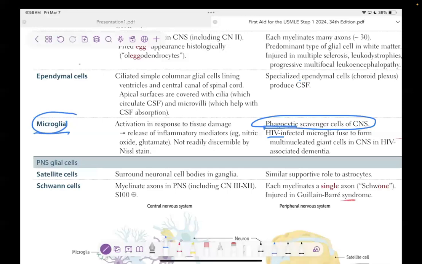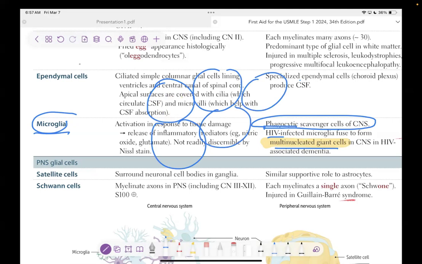HIV-infected microglia form multinucleated giant cells in the CNS, with HIV-associated dementia. This is very high-yield. We see multinucleated giant cells in different types of diseases. Multinucleated giant cell means that multiple macrophages, 1 macrophage, 2, 3, 4, 5, all of them get together.